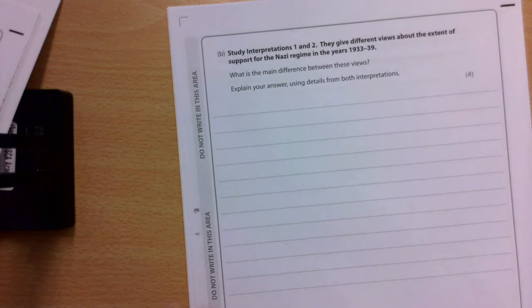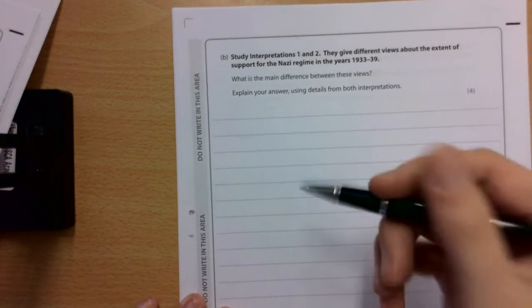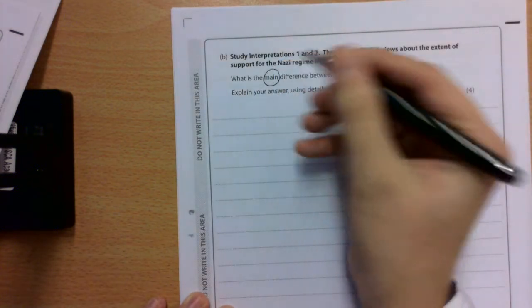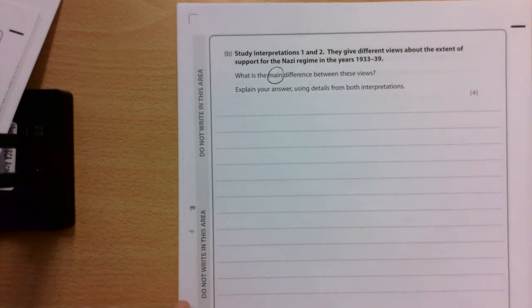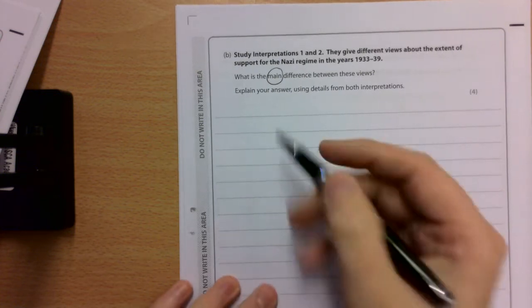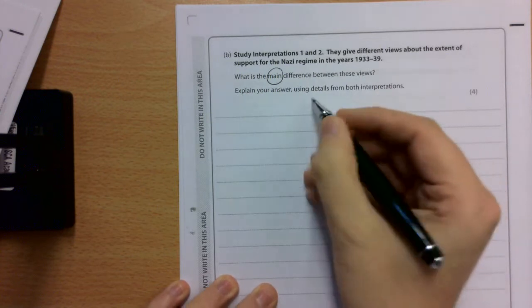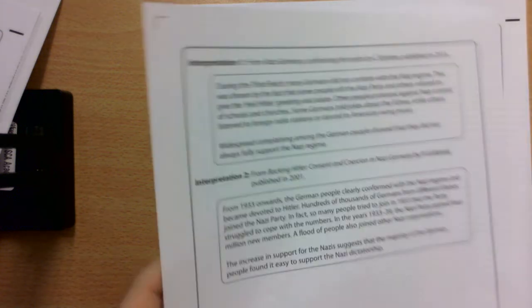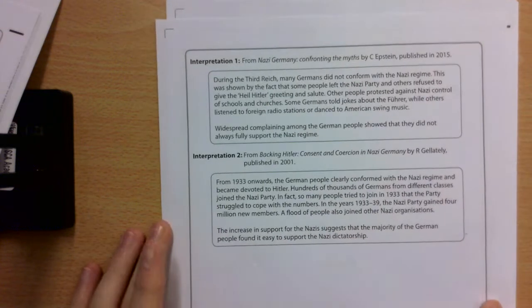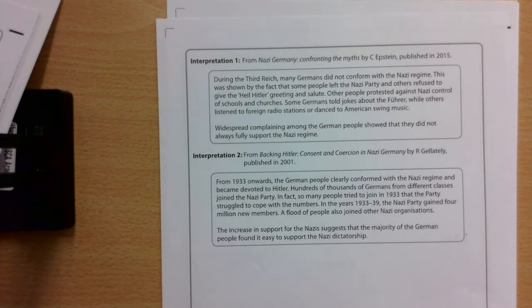Okay, so first thing we need to do is understand what the question is asking us. So it's asking us what the main difference is between the 2 interpretations. So what is the main difference between these 2 views? So we're looking for one thing that is the main difference, the key difference between the opinion of these 2 historians. It then says, explain your answer using details. So we must quote the interpretations. It's really, really important.